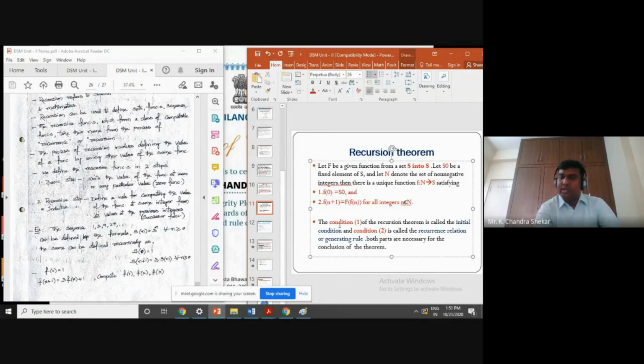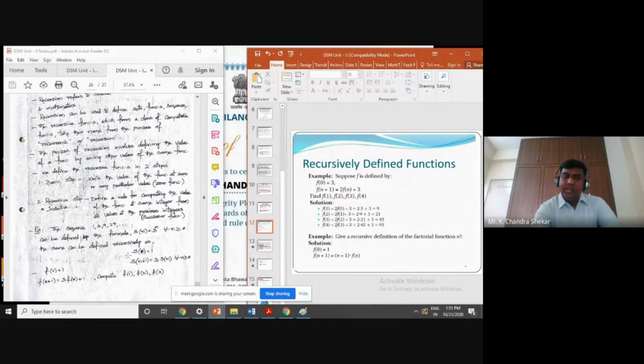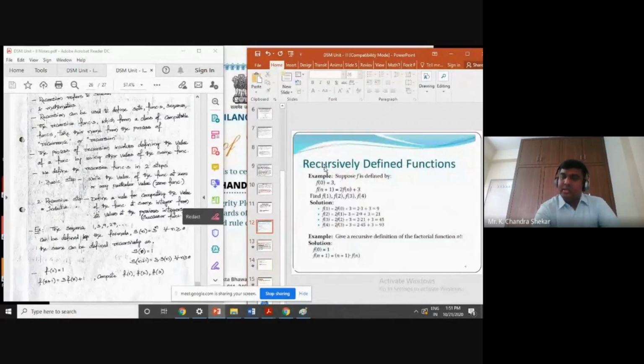Okay. So here it is given: condition 1 is nothing but the initial condition, and condition 2 is for the recurrence relation. Recurrence relation means it is a recursive step. Okay. So this is your recursive theorem. I already discussed Fibonacci series, factorial, and some more examples in the previous unit. So here I give some other example. You can just go through it.